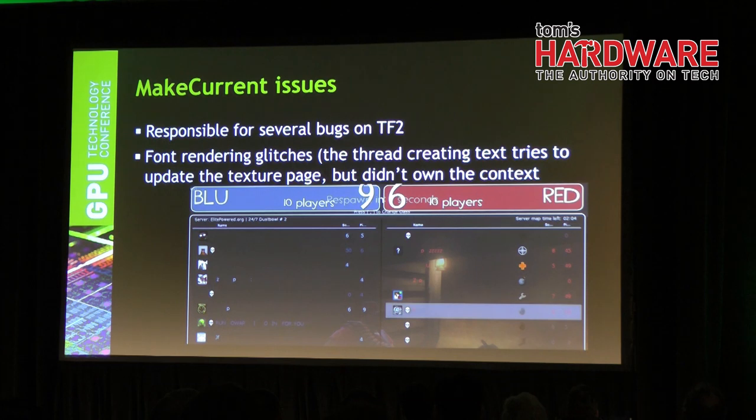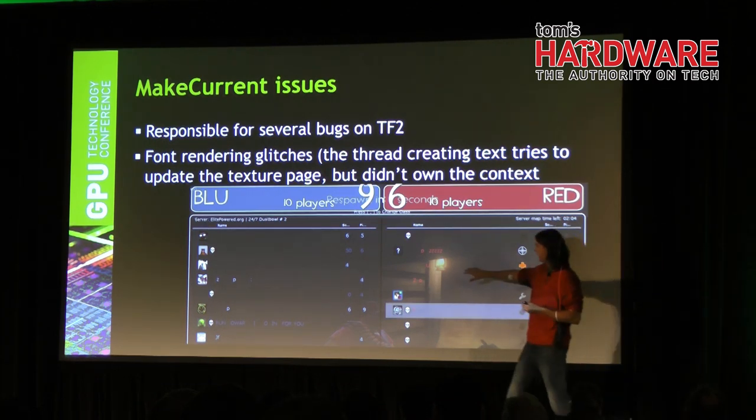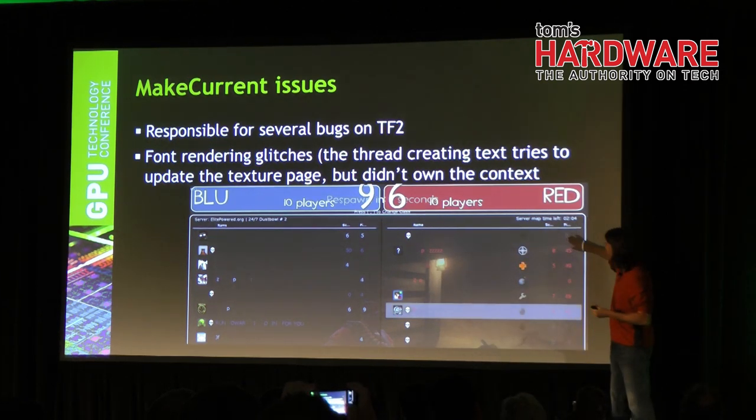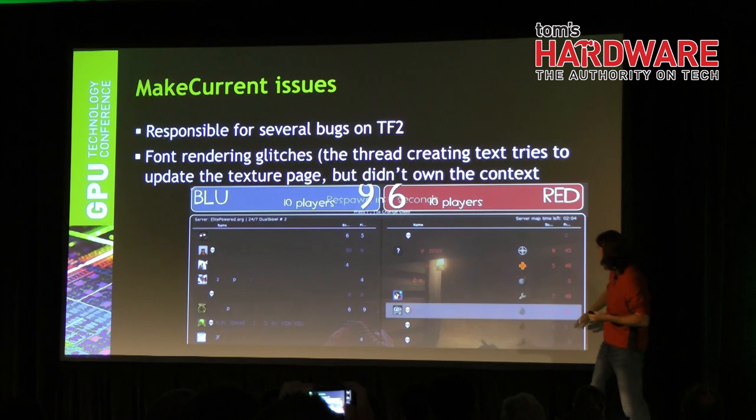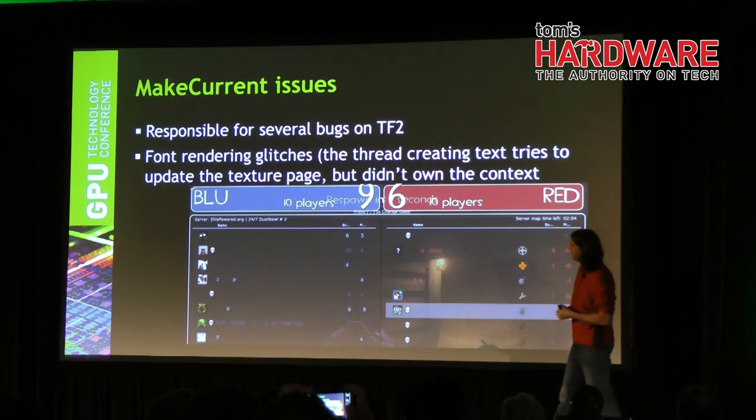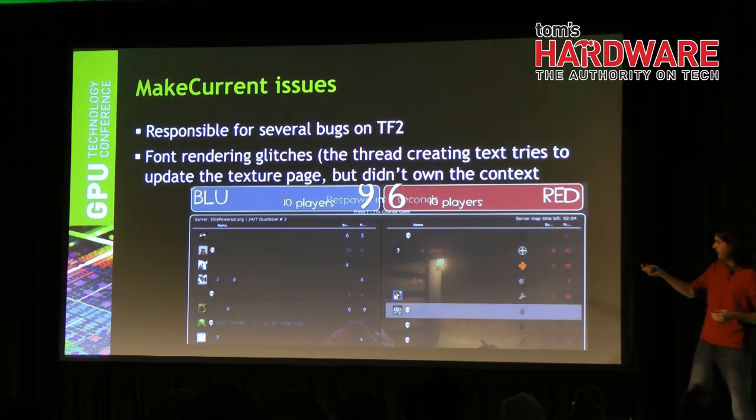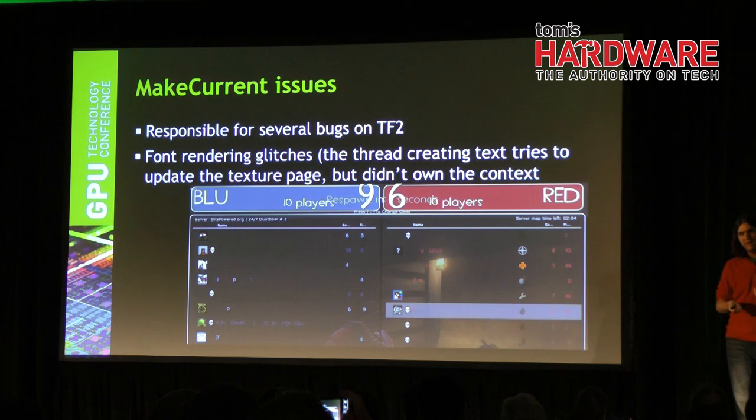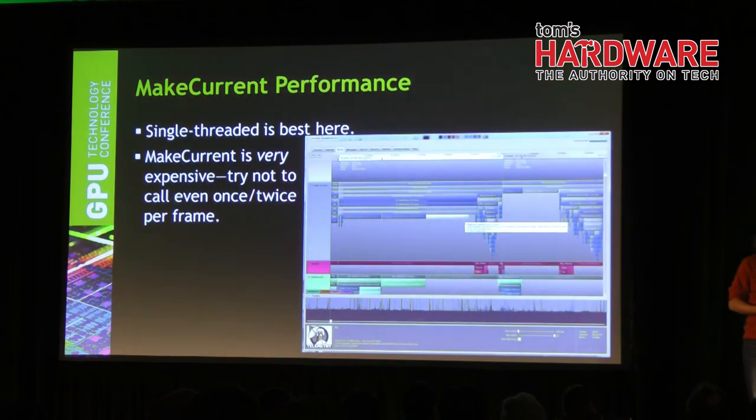So we bumped into this make current issue. We bumped into several make current issues, but this one, what we're looking at here is you can see that there's text, but there's missing letters. Here's somebody who has a zero ping. They don't have a zero ping. And most of the names are missing. This was because we had another thread that was trying to update a texture page, but it didn't own the context, and it would make its calls, and then they would silently get dropped on the floor. So we had to make sure to fix that.